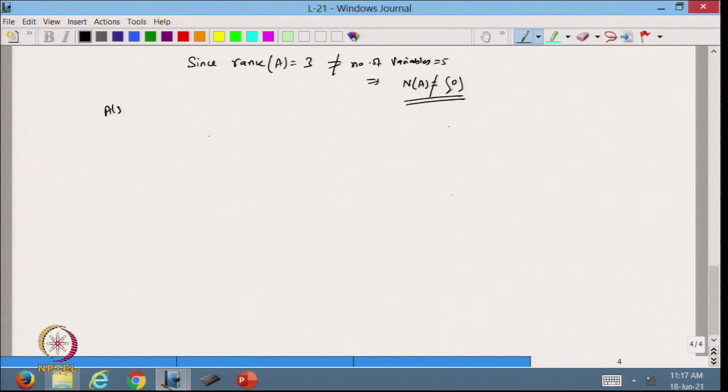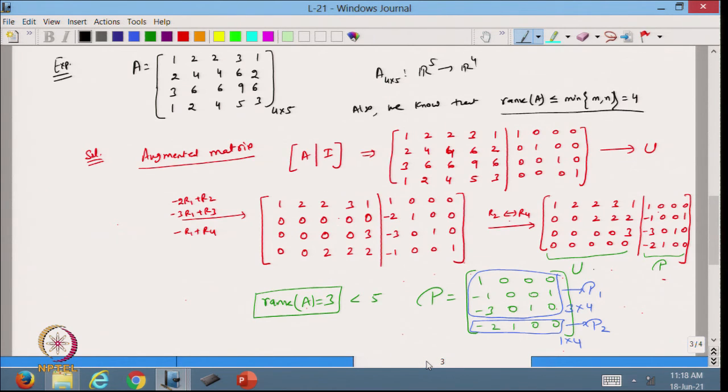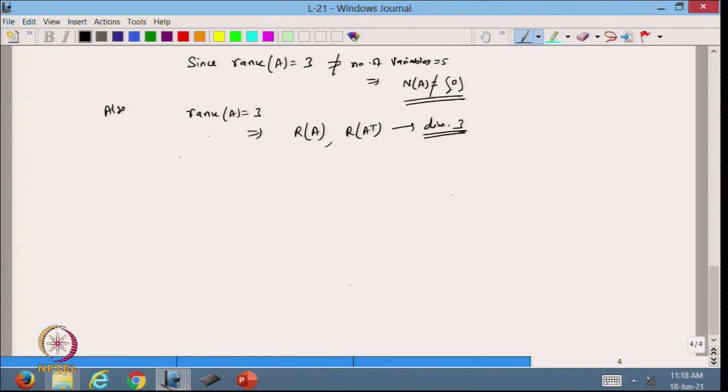Also, since the rank of A is 3, the range space of A and A transpose is going to have dimension 3. Okay, so this one we can write down directly. Now, very quickly I can write that the range space of A is a span of the vectors.